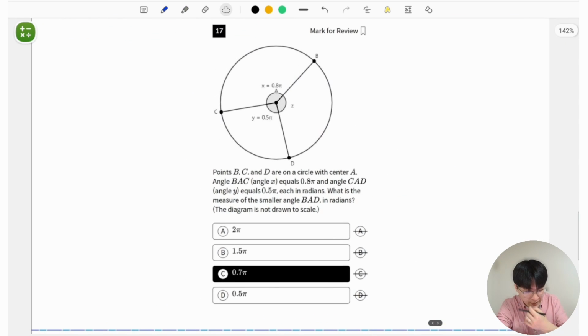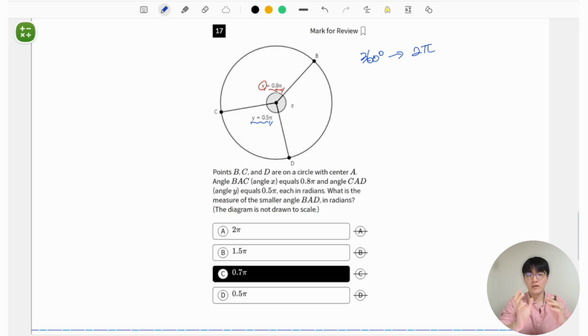All right, 17. Points B, C, and D are on a circle with center A. Angle BAC, or angle X in this situation, is equal to 0.8 pi, and angle CAD, or angle Y, equals 0.5 pi, each in radians. Now, we have to understand, this is not in degrees, it's in radians, so the sum of all interior angles for a circle is not 360 degrees, but it's actually 2 pi.